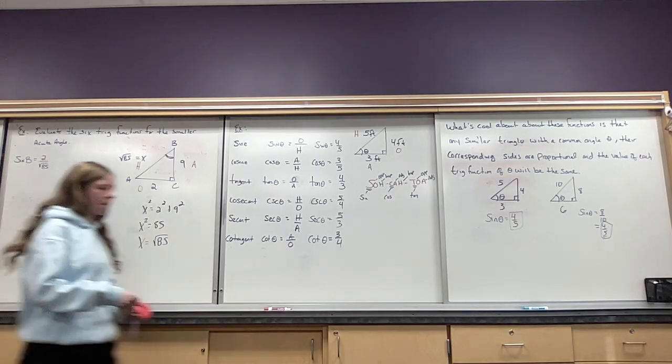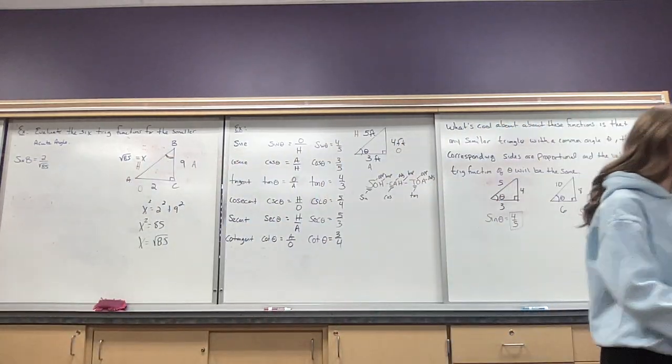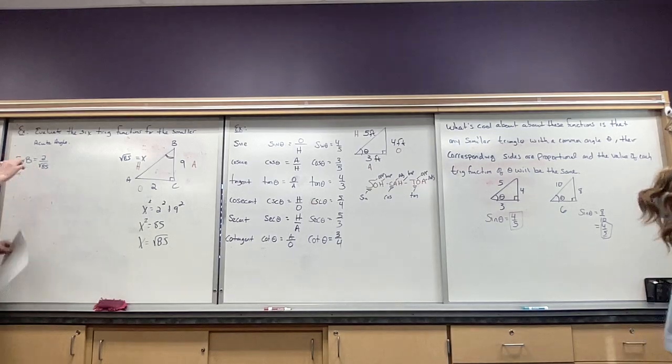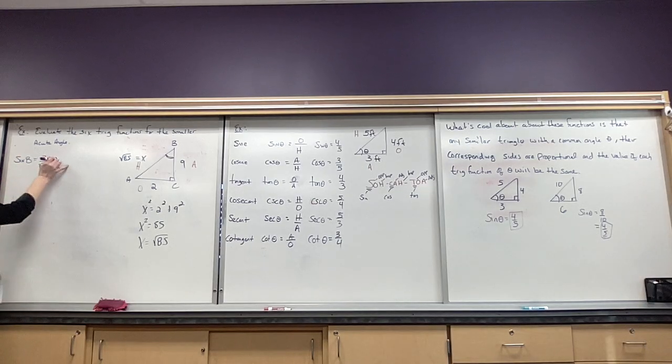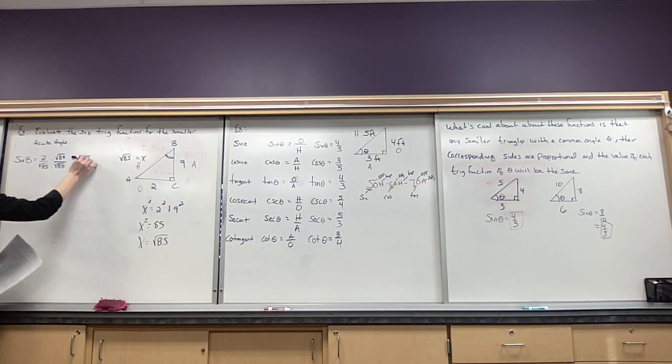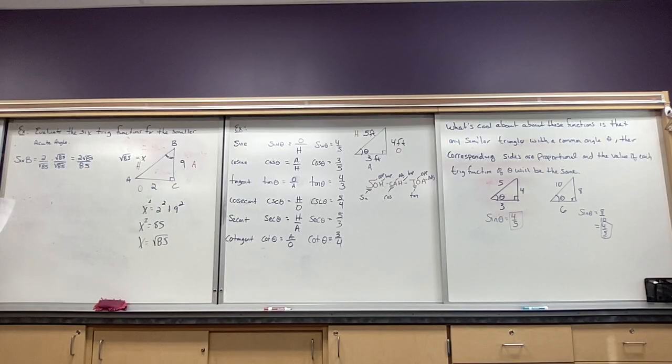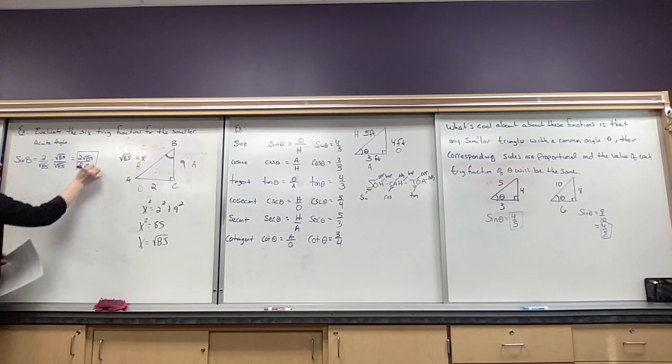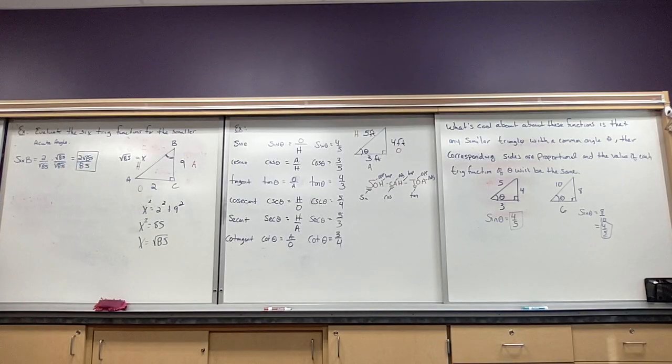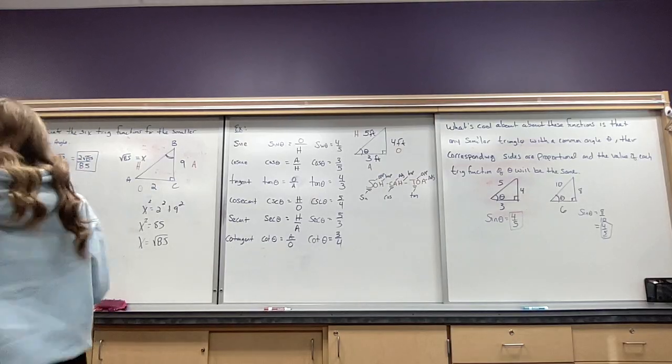So because of that, I've got to rationalize. Okay? So again, this is the answer, but I've got to clean it up a little bit. So we're going to multiply top and bottom by square root of 85. Okay? There's a little extra step if you have a square root at the bottom. So we have 2 square roots of 85. On the bottom, it's just 85. If you could reduce, reduce. We can't. We're done with it. So this is finished.